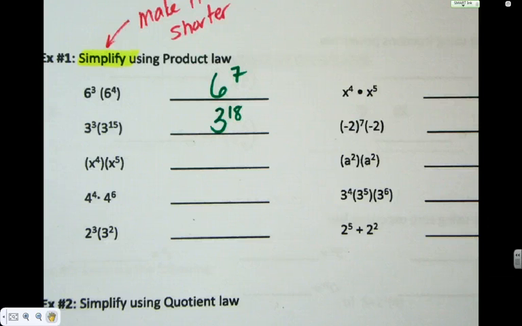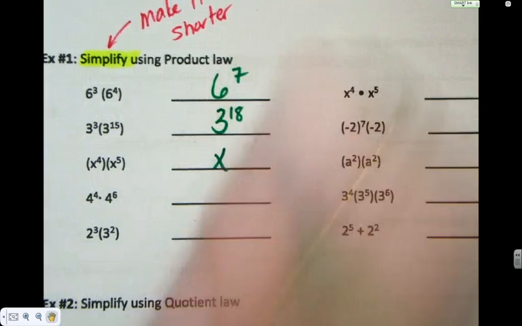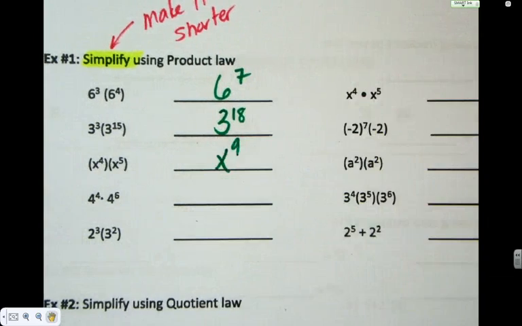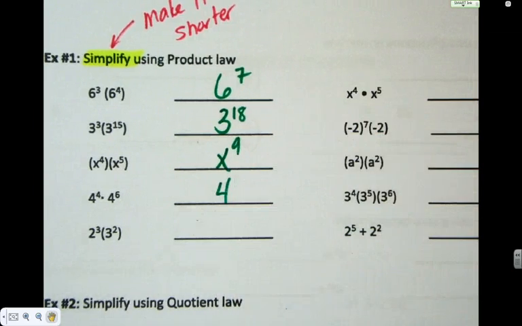X to the 4 times x to the 5 is going to be x to the 9. Is it really that easy? Yes, they're really that easy. That's exponent law number 1, product law. 4 to the 4 times 4 to the 6. Again, I'm going to keep the 4. I'm not multiplying it because that's not what the exponent law says. All I'm doing is adding those exponents. 4 plus 6.